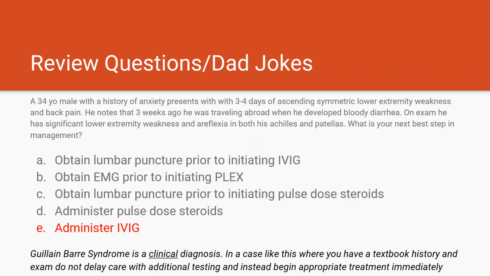And your answer here is E, administer IVIG. Remember, Guillain-Barré is a clinical diagnosis, and in a case like this where you have a textbook history and exam, you really shouldn't be delaying care with additional testing. Instead, you should immediately start appropriate treatment. If you need, you can always get the LP or EMG later, but it's best to just get this person IVIG and Plex right now. And then finally, don't forget that steroids are an answer choice here, but they should never be given in the treatment of Guillain-Barré. IVIG and Plex are used instead.